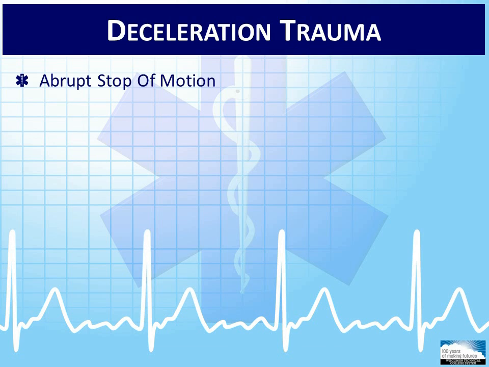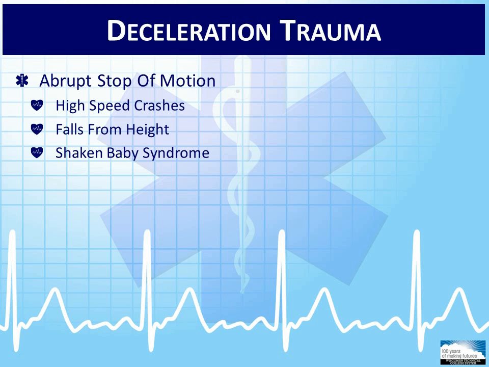While these injuries may result from a motor vehicle accident, there are other situations that may result in deceleration trauma. Some examples include falls from a height, shaken baby syndrome, sports injuries, especially in contact sports, or any other circumstance that results in an abrupt stop to a person's moving body.